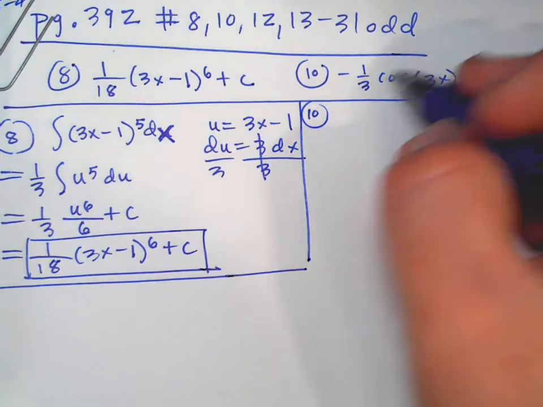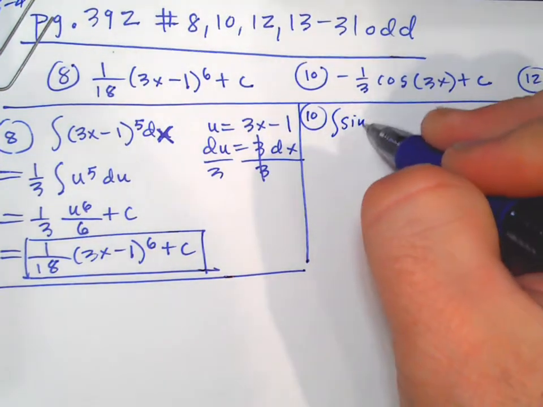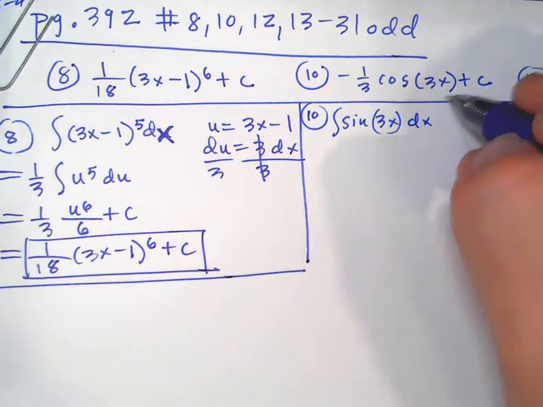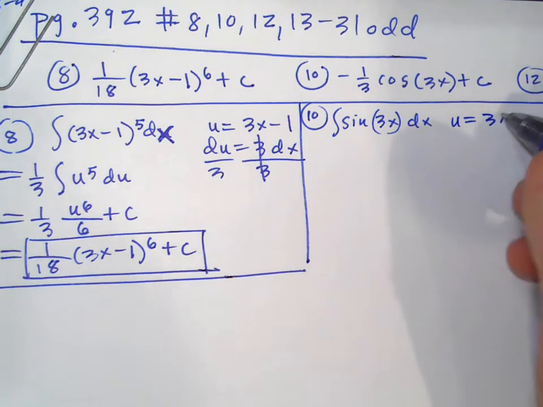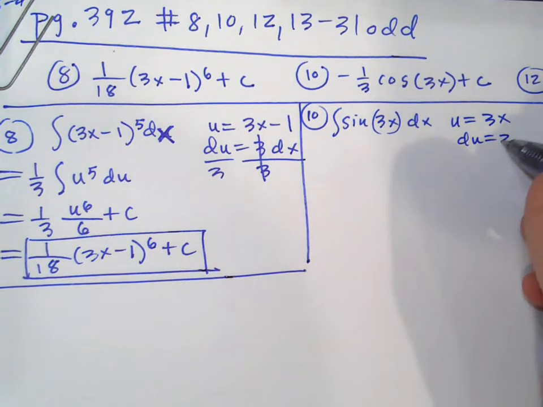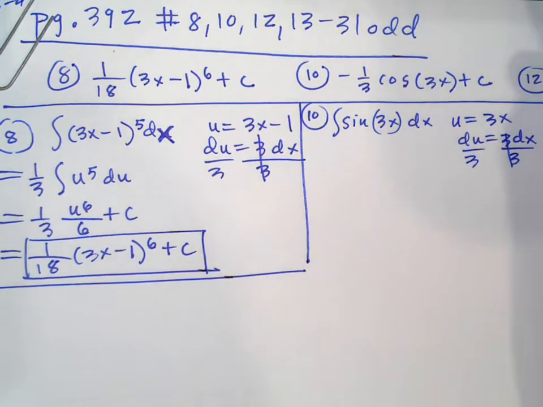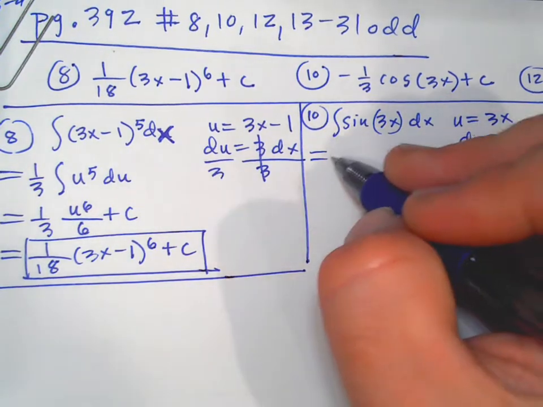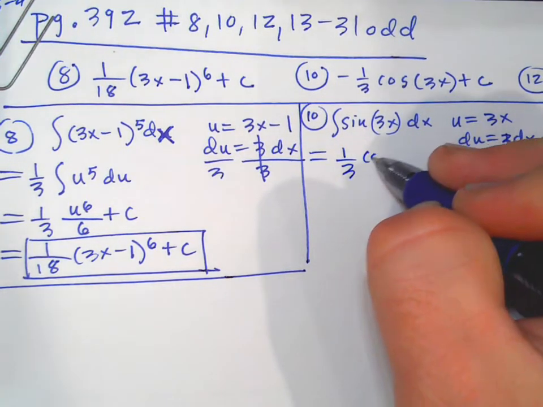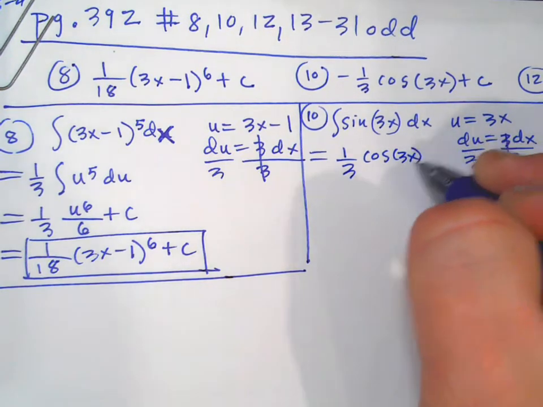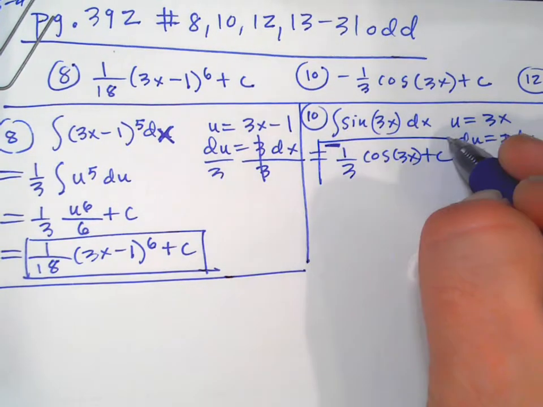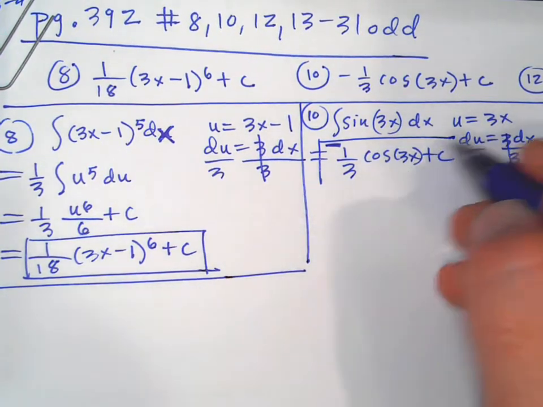Okay, number 10. The integral of sine 3x dx. I think it helps to put parentheses around what's inside the trig. We could probably go with u equals 3x, du equals 3 dx. I think this is a problem that I would avoid u-substitution on because it's just an extra number that pops out. I know an extra 3 is going to pop out. I put a 1/3. That fixes it. Negative 1/3 cosine 3x, negative because the derivative of cosine is negative sine, plus c. Anyways, that would be the answer.